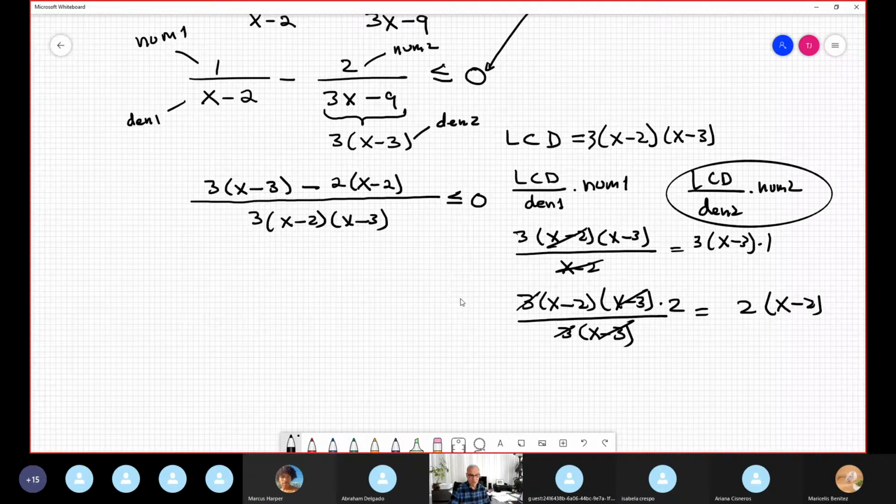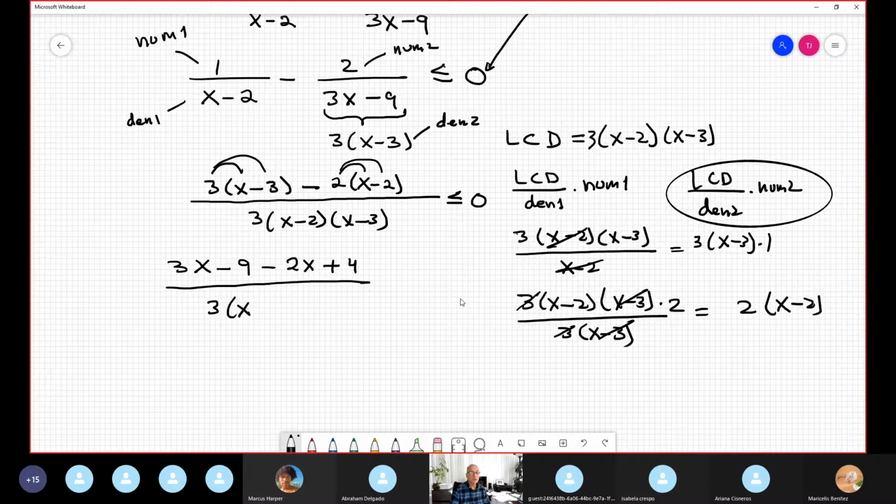I finish? No. I distribute here and combine later. Distribute here because I want to remove the parentheses. 3x minus 9 minus 2x plus 4, divided by (x minus 2)(x minus 3), less than or equal to 0. Well, ready to combine later.